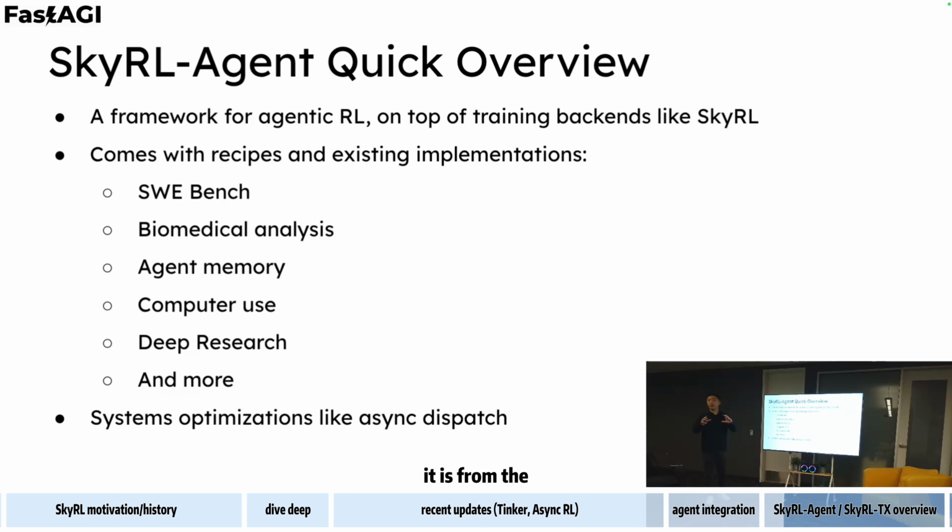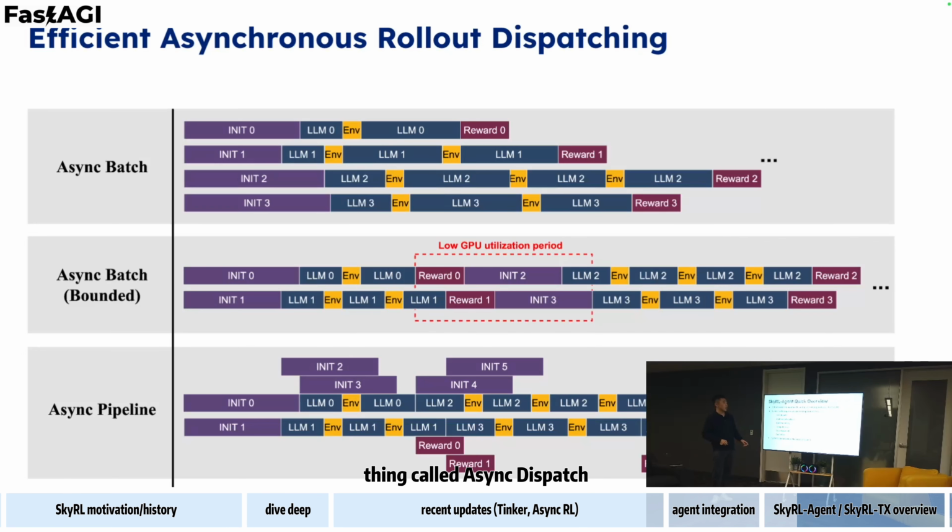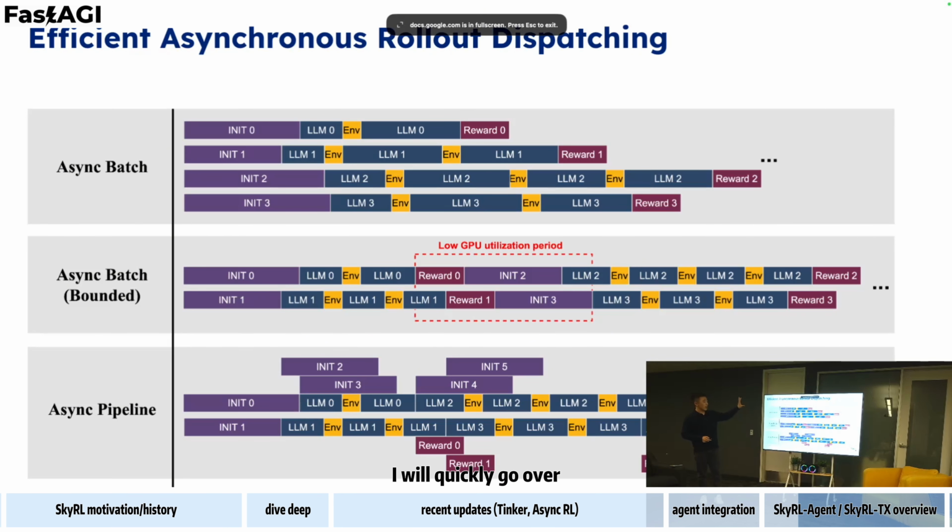It is a layer above the RL training backends like SkyRL, and it is more research driven. It comes with recipes and existing implementations of verticals like SWE-bench, biomedical analysis, agent memory, computer use, deep research, and many more. It also has some systems optimizations like the thing called async dispatch. I will quickly go over this systems optimization example to give you a sense.